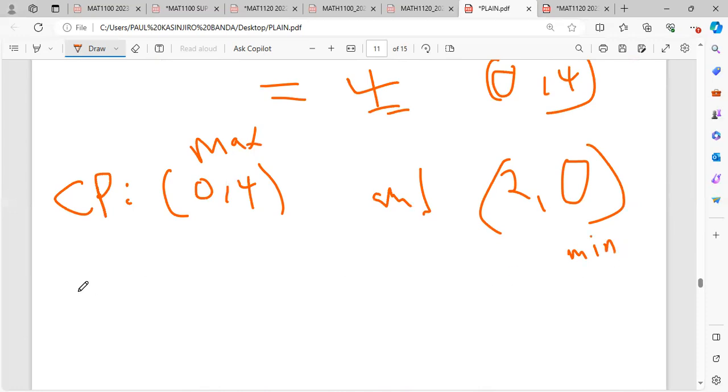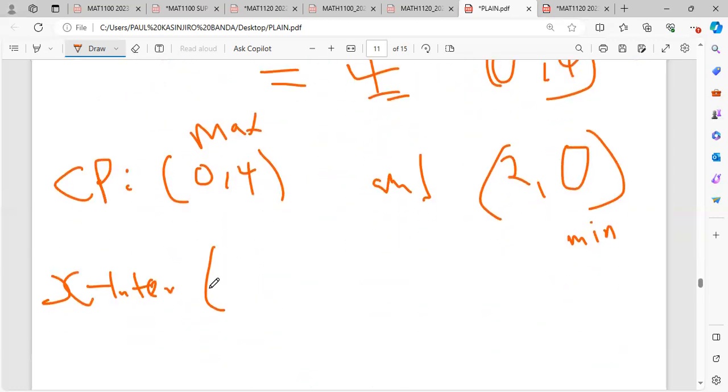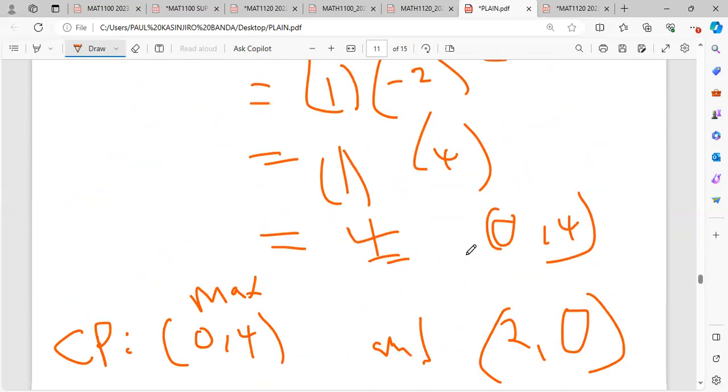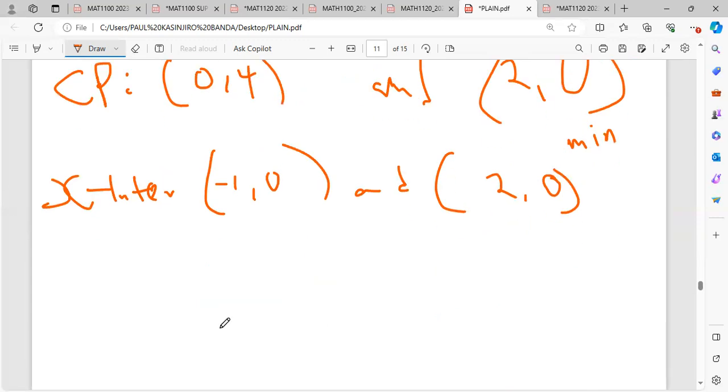okay? Then after that, what else do we need? We need our x-intercept, okay? So our x-intercept, what did we get here? We got (-1, 0). So (-1, 0). And, okay, what did we get on the other side? We got (2, 0). Okay, so this is a turning point and it's also an x-intercept.